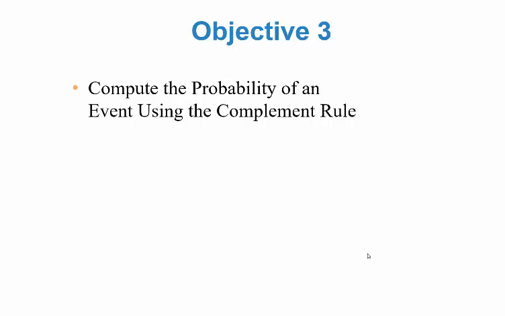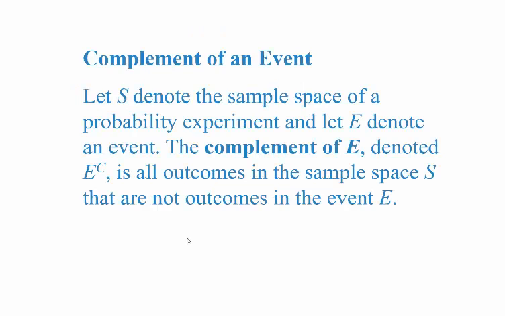All right, let's end this one by talking about probabilities using the complement rule. We're going to let S denote the sample space of a probability experiment and let E denote any event. Then the complement, denoted E with a superscript C, is the outcomes in the sample space that are not in the outcomes of event E.